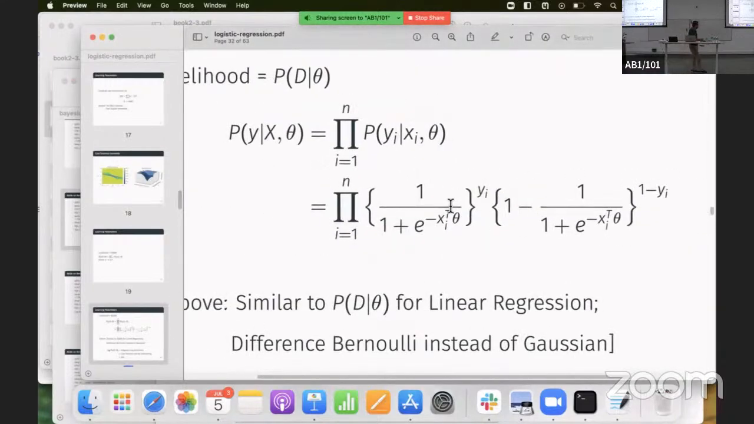This is yi hat. What is yi hat? Probability of class 1 given the sample xi and the parameters theta, right? That's yi hat raised to power yi. Yi is 0 or 1 depending on whether it's class 1 or class 0. Does everyone see the analog between these two? Yes.